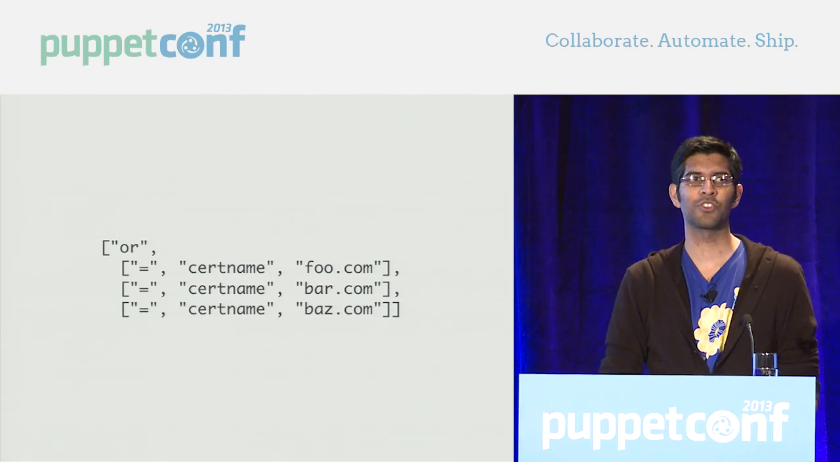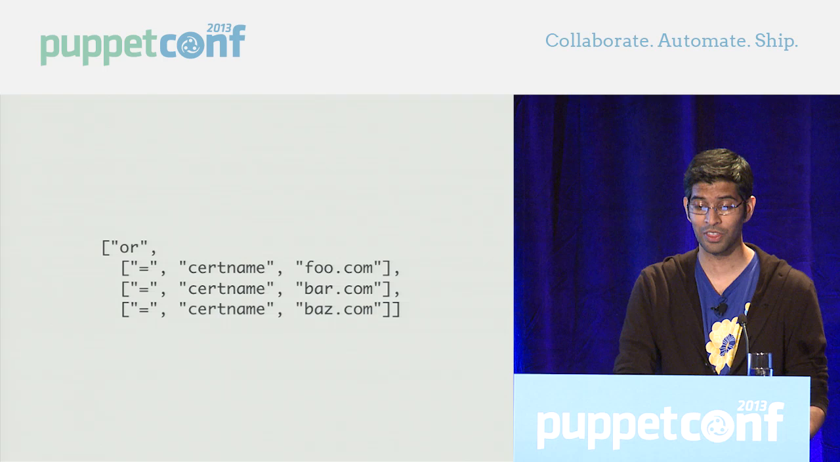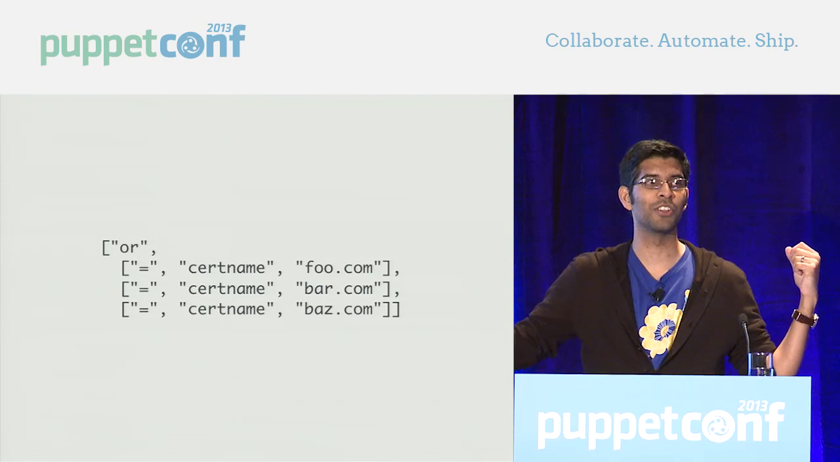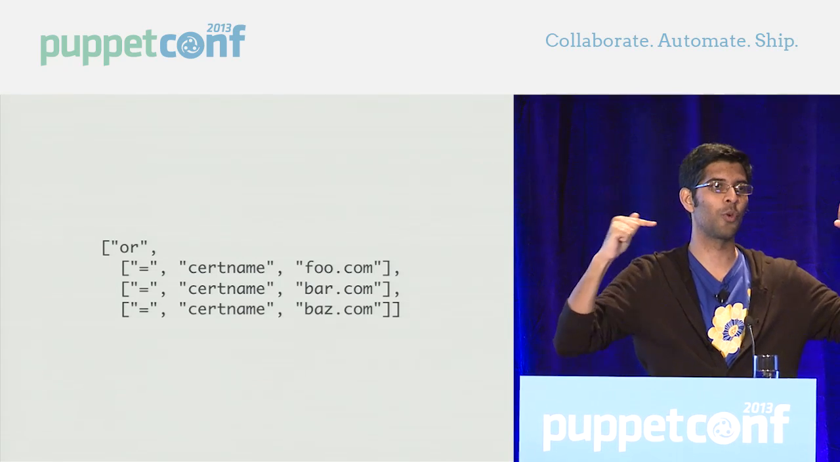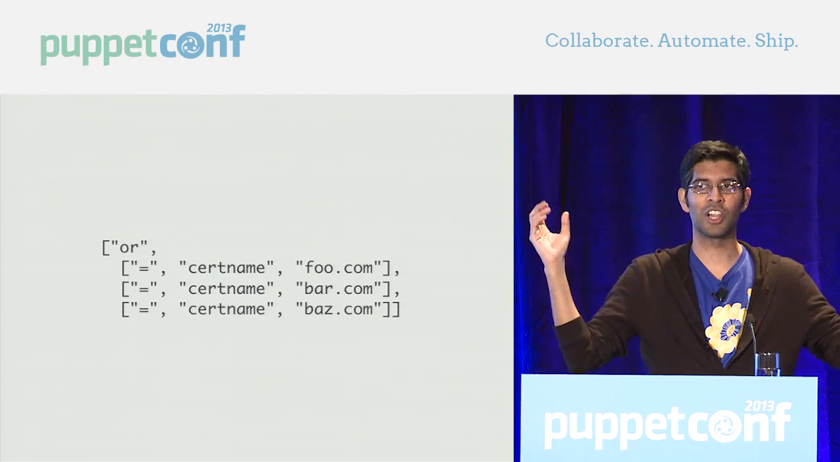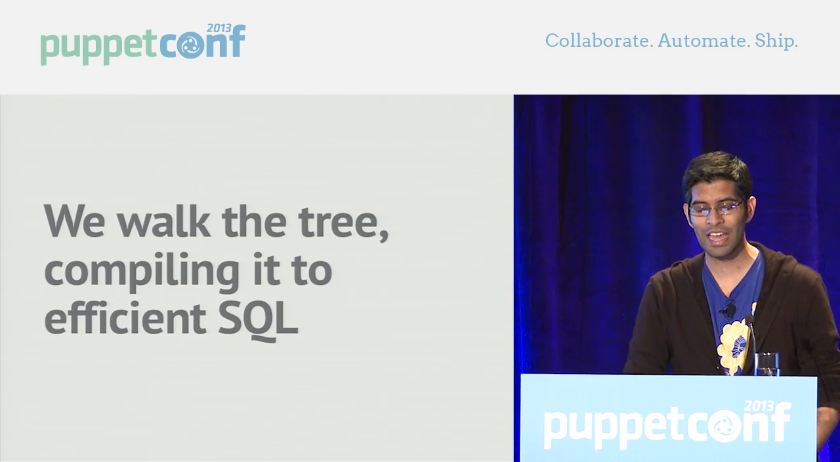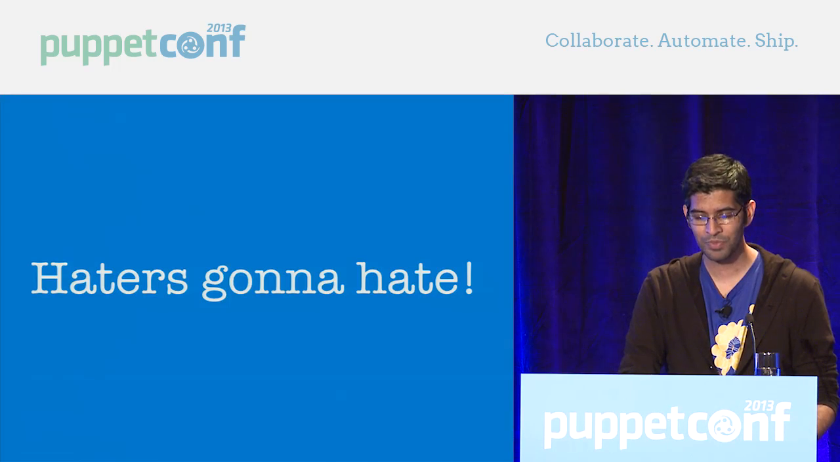Because it's an abstract syntax tree, we could potentially start doing things like optimization. Someone could submit a query that looks like this, and I could translate that into, say, a more efficient SQL statement, right? Like an IN operation, where instead of having a bunch of OR clauses chained together, I could actually collapse that part of the tree and do something more interesting. So in a nutshell, we walk that tree, compiling it to the most efficient SQL that we can possibly come up with. So we don't use any object relational mappers or anything like that.